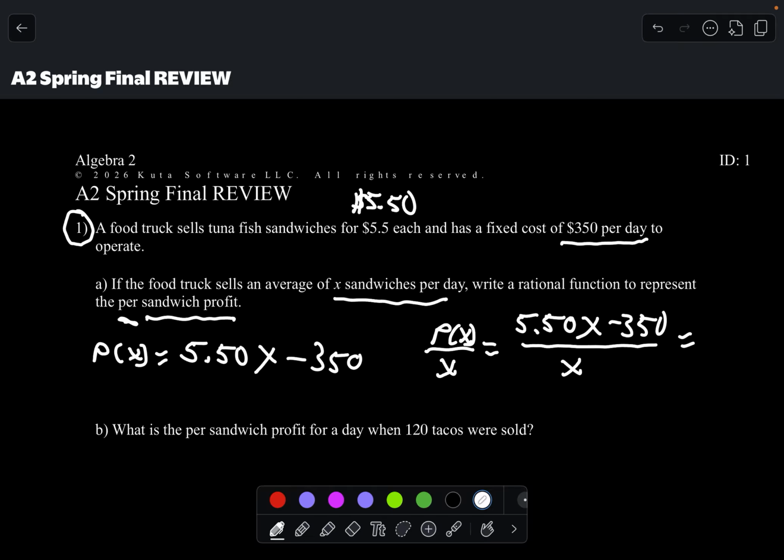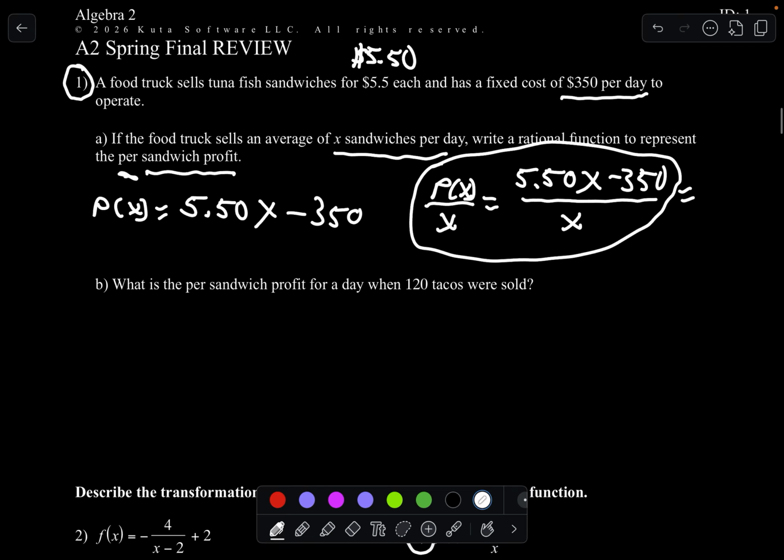Now, this is a rational function. What do they ask you for? Oh, this is just the function. So this is the function right here. This is your answer. Then they ask, what is the per sandwich profit for a day when 120 sandwiches were sold? They're basically asking you for P at 120 divided by 120.